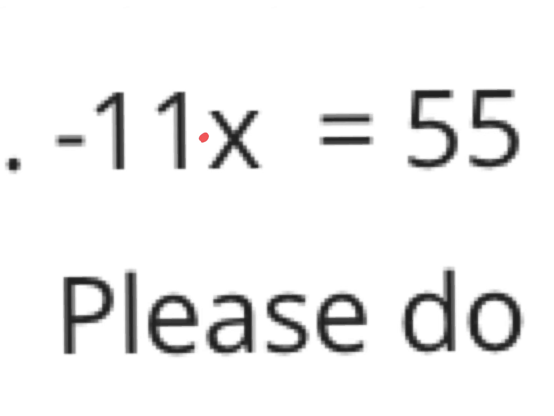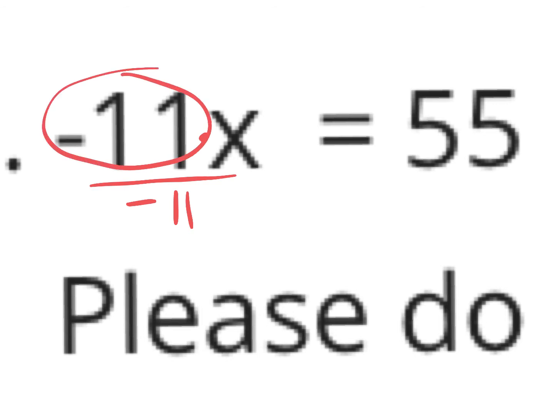So how do we get rid of something? You do the inverse operation. What's the inverse operation of multiplying? It's dividing. So you're going to divide by that exact value. You're going to divide by it. That way it cancels out. A negative 11 divided by negative 11 is positive 1.